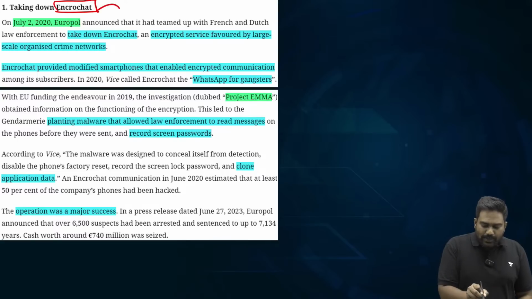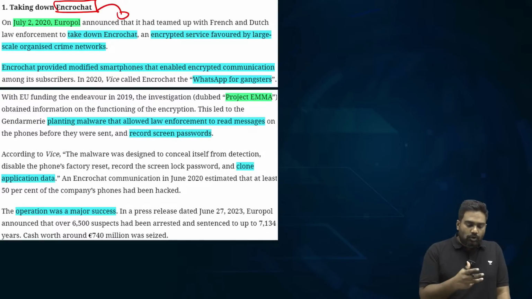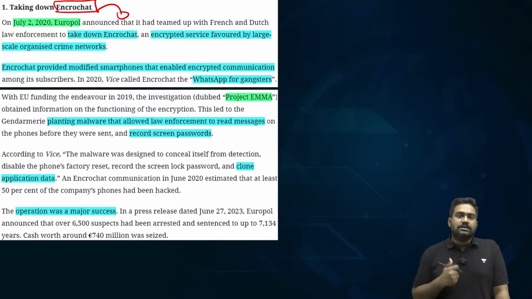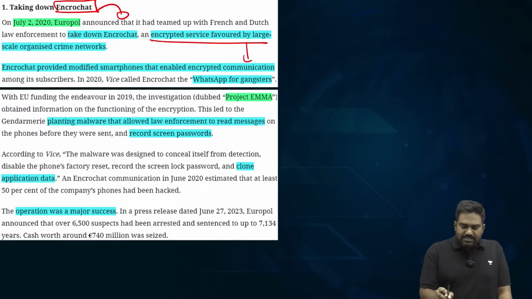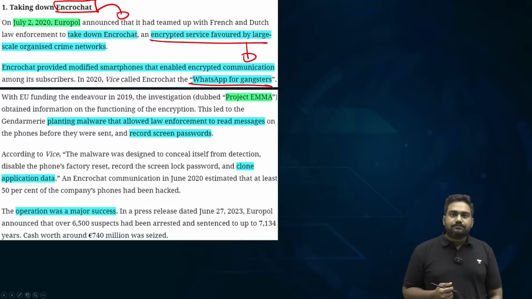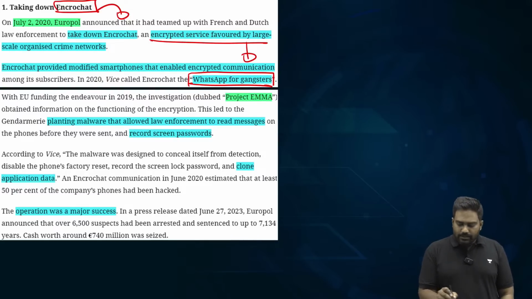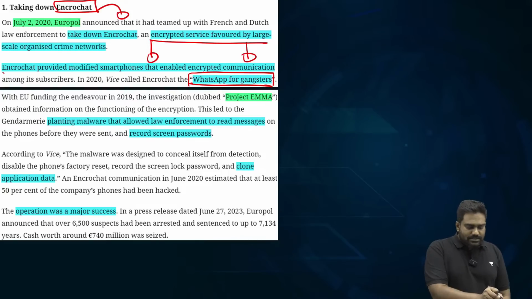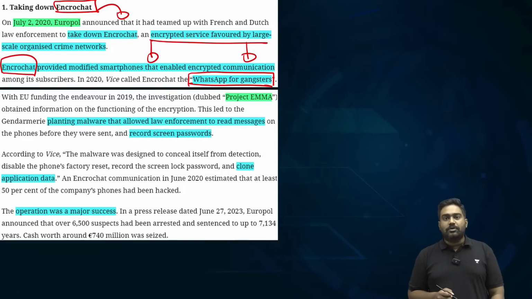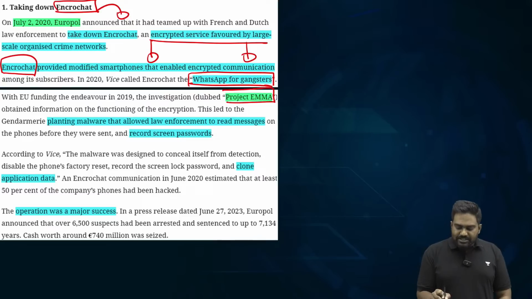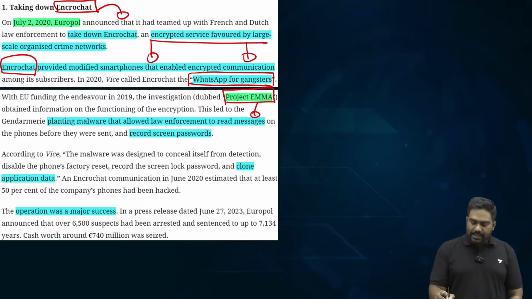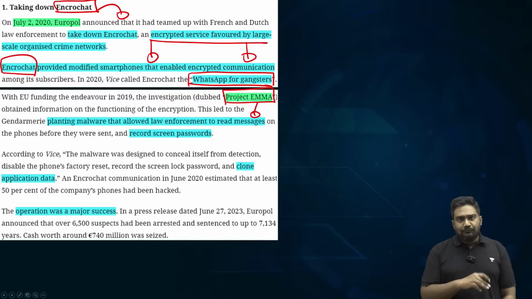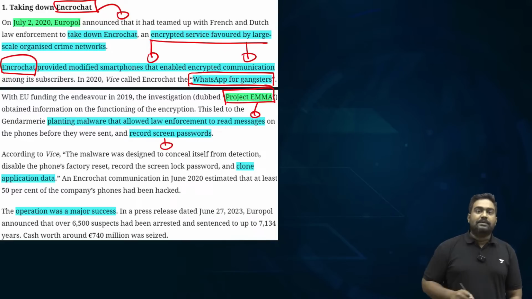In the past as well, we have many examples like this. EncroChat was one such notorious messaging app, which was trusted by criminals, and it was called the WhatsApp for gangsters, right? As it would grant anonymity and secrecy, and delete all the records. It was seen as the most preferred platform for criminals to communicate. But European agencies launched a project called Project Emma a few years ago. They infiltrated the networks through a well-planned operation and took down the criminals.